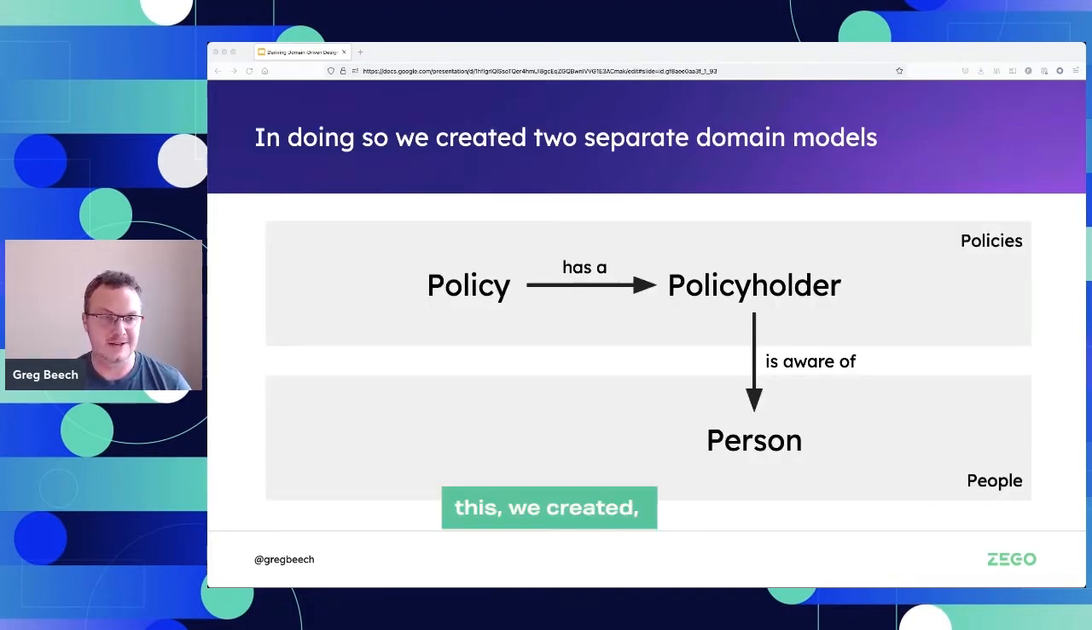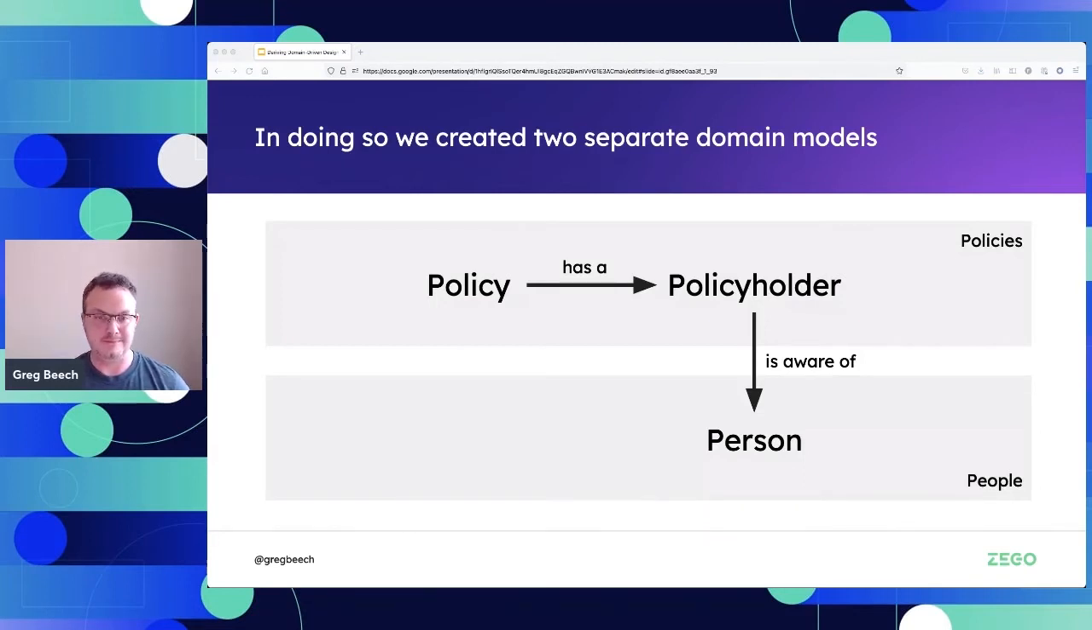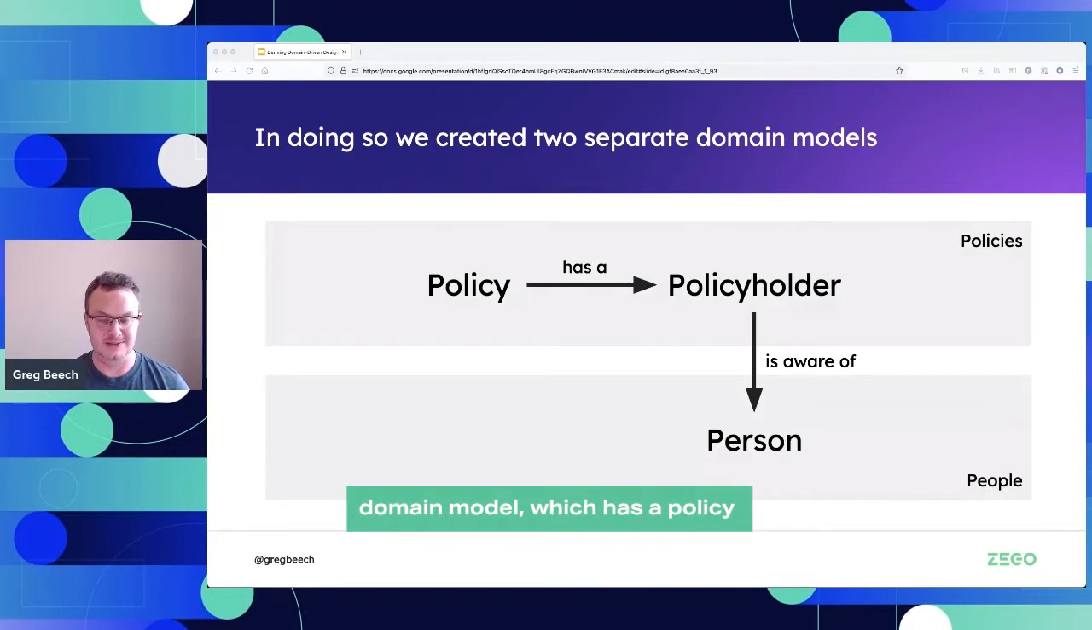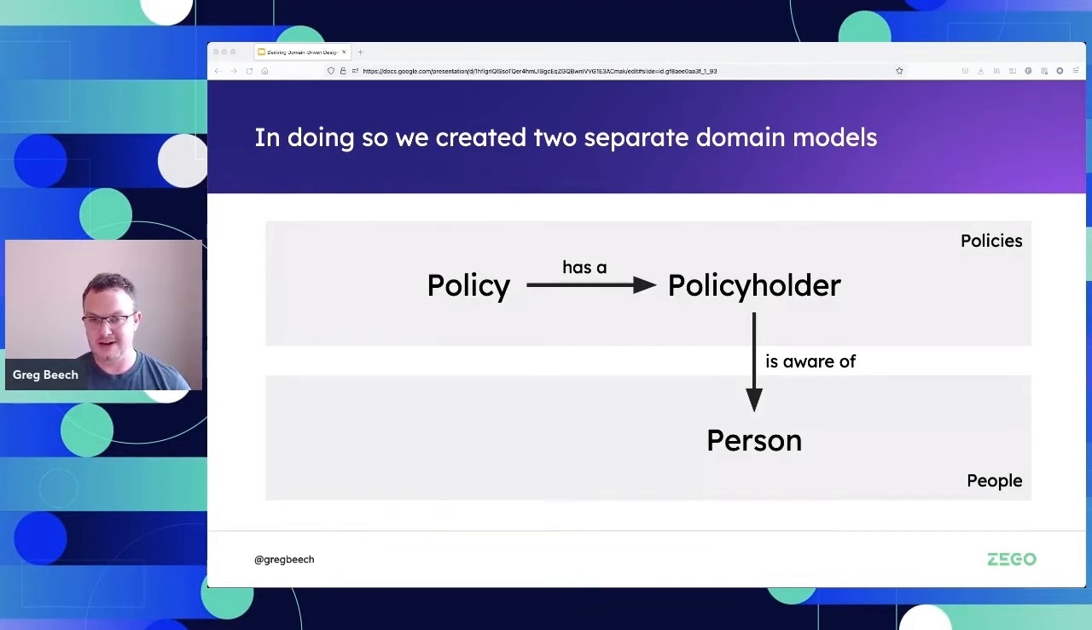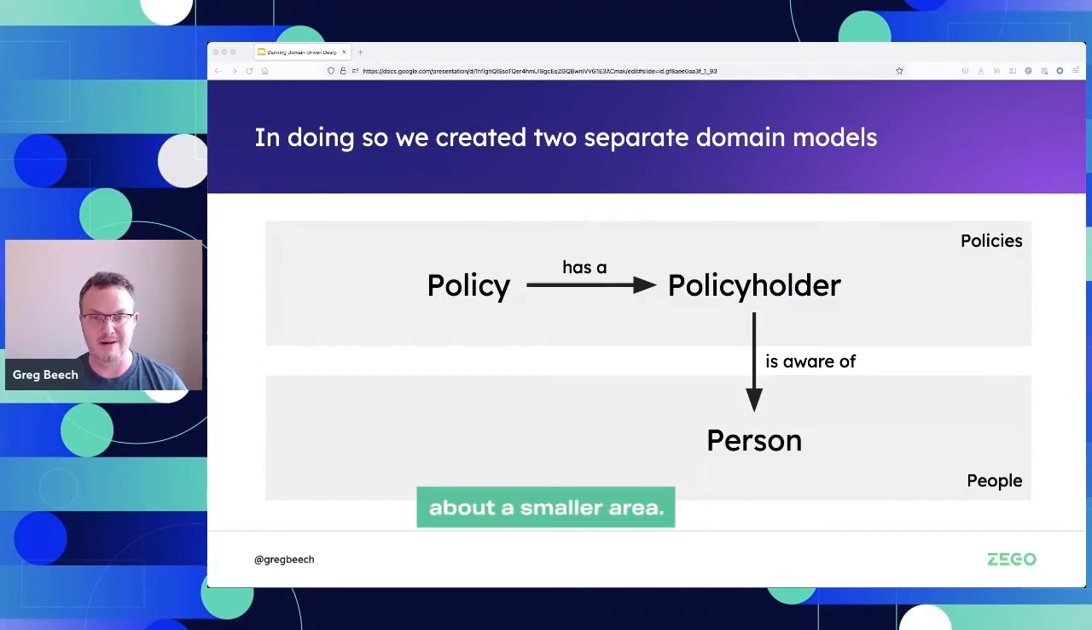And when we did this, interestingly, we didn't create one domain model, we actually created 2 domain models, because we've got this people domain model, which just contains a person. And we've got this policies domain model, which has a policy and a policyholder. And they're not actually linked, apart from the policyholder just has an identifier of a person. So this people domain is completely separate and could be external. It doesn't even have to be our own software. So we've actually simplified, if we're thinking about just people or just policies, that we only have to think about a smaller area.